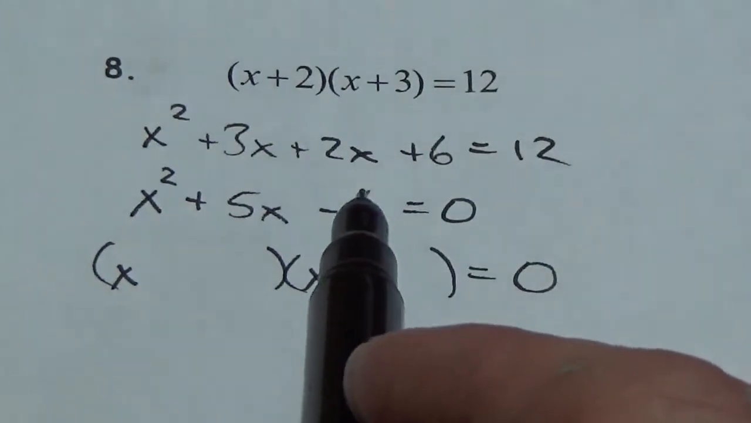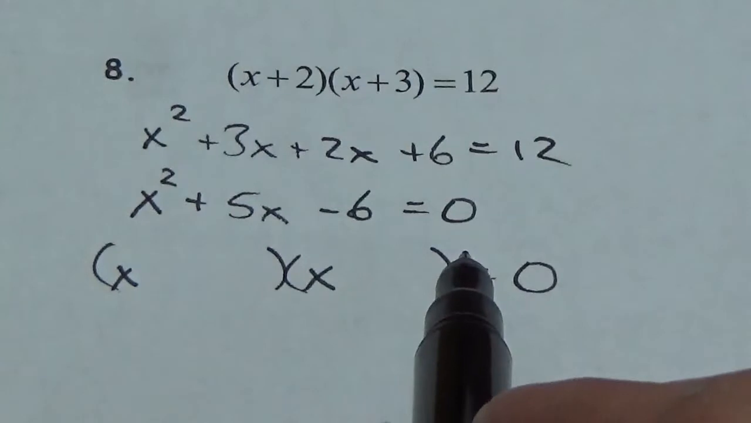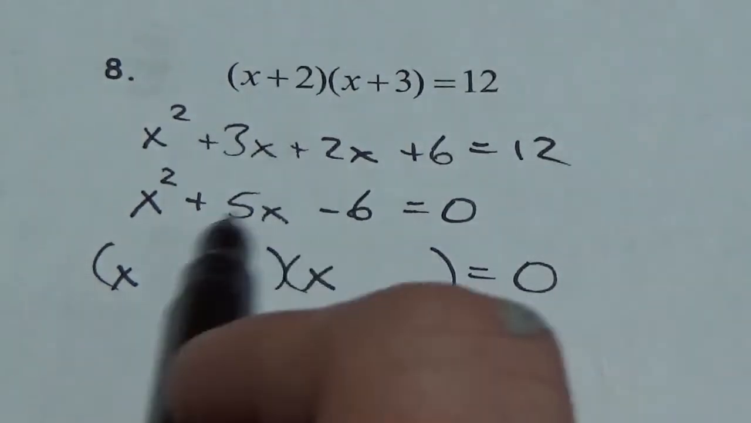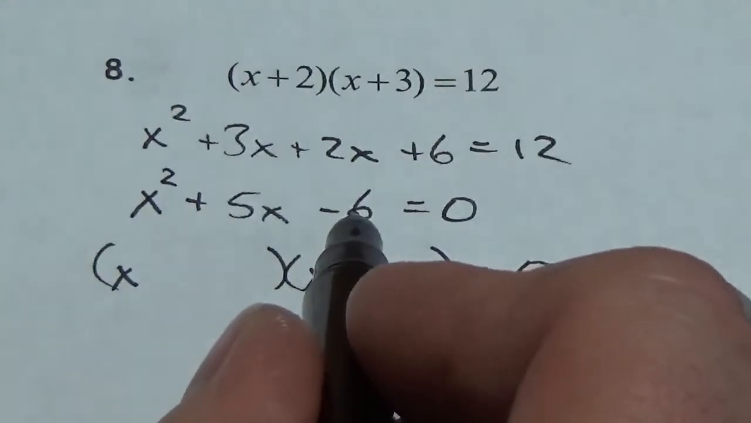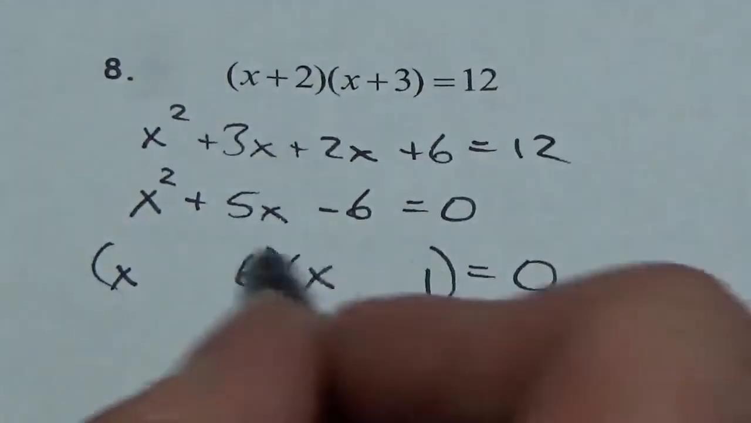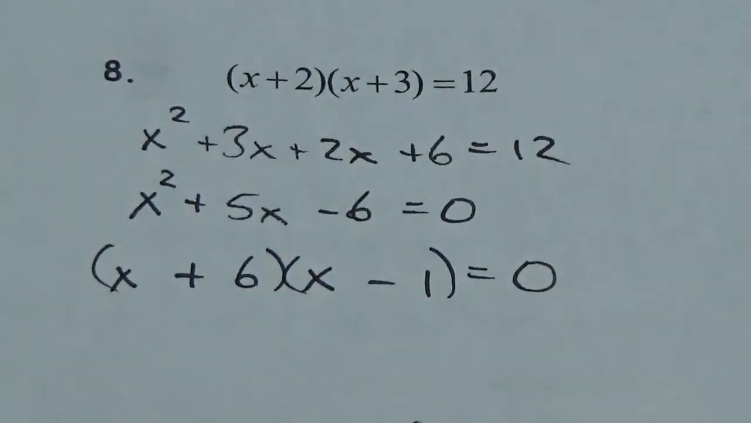Now, I could do 2 and 3, but because they're going to have opposite signs, whether I add them or subtract them, there's no way I'm going to get 5 out of that. So actually I had to think about this a little bit differently. I've got to think that that's probably going to be 6 and 1, with the larger number here being the positive and the smaller one being the negative.